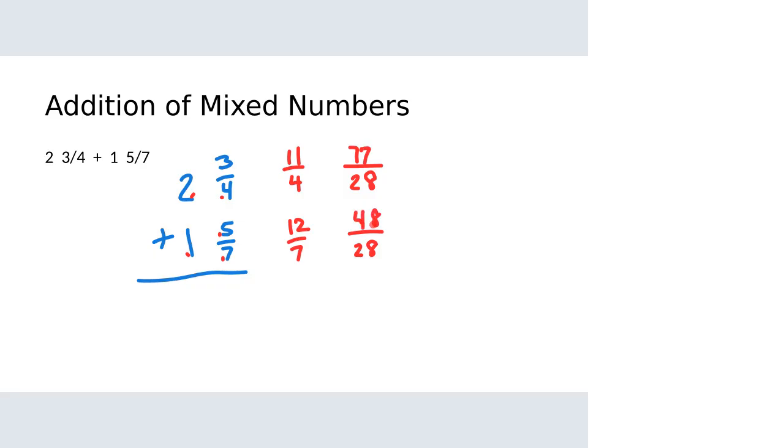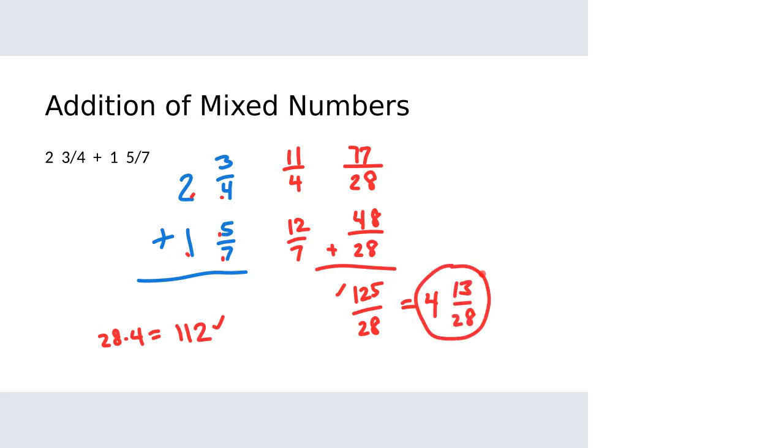Now I have a common denominator, so I can add those. And when I add those, let's see, 77 plus 48 is 125/28. And now I just need to turn that into a mixed number. So we'll divide 125 divided by 28. I get 4 point something. So it's going to be 4 and then some kind of a mixed number after that. So far, I've taken care of 28 times 4, which is 112. And so when I do 125 minus 112, that leaves me with 13/28.